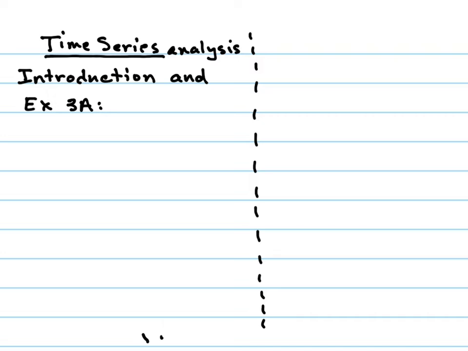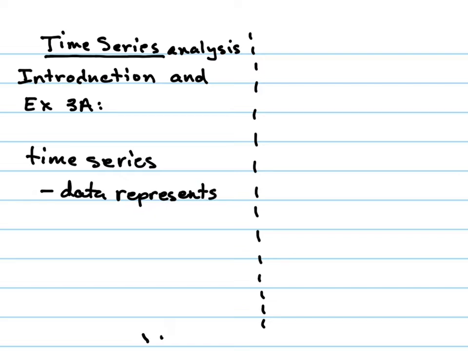data. So time series data, or a time series, is when the data represents what happens over time.